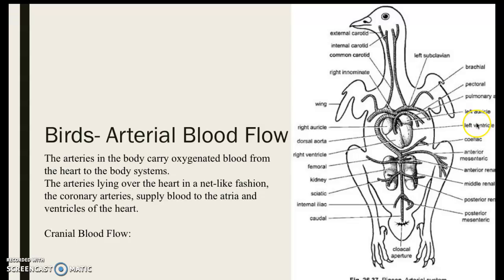Returning to the right and left subclavian arteries down here, as we move distally to the carotid branches, the arteries branch to become the pectoral and brachial arteries. As you can see here, here's the brachial, which will go out into the limb, and the pectoral, which is larger, especially in birds because they have those large pectoral muscles, will supply blood to the chest.